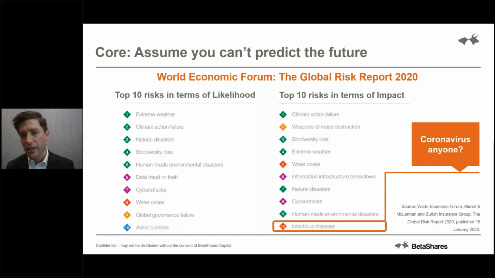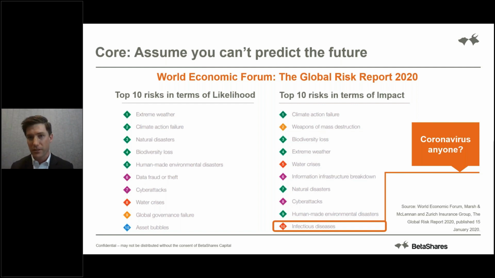This slide here shows an excerpt from the Global Risk Report, compiled by some of the world's leading economists and actuaries. Every year they report on the top 10 global risks in terms of both likelihood and impact. This particular report was published in January 2020, and we can see how low down the infectious diseases rate on this report.